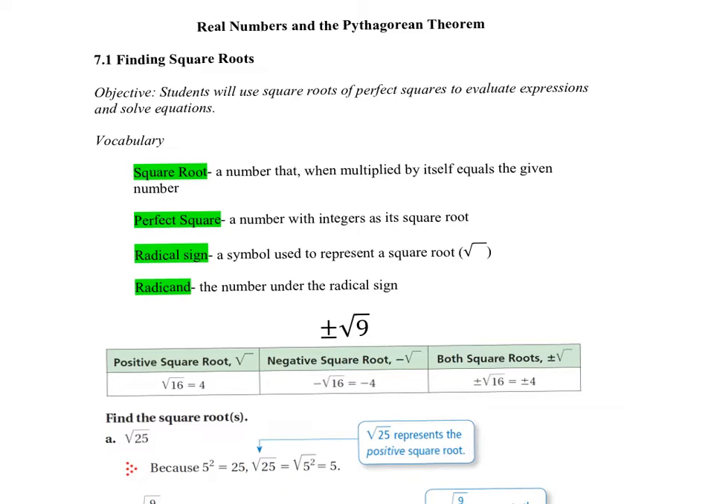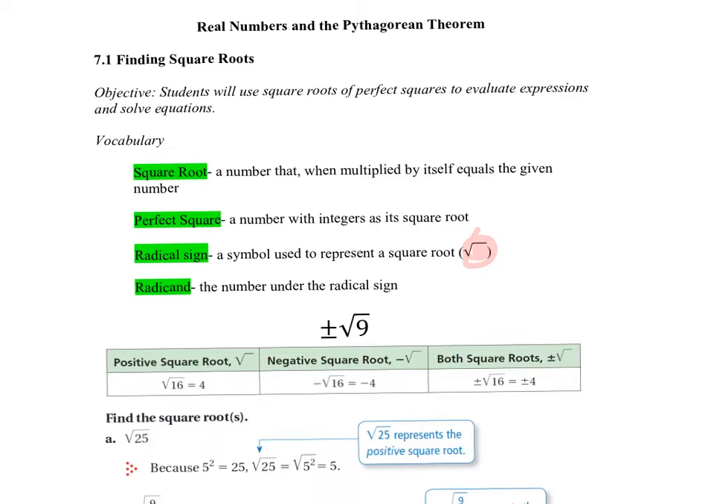Your radical sign, that's this piece right here, represents square root. Your radicand is the number under your square root. So a square root actually has two different kinds of roots. It's got that positive square root.